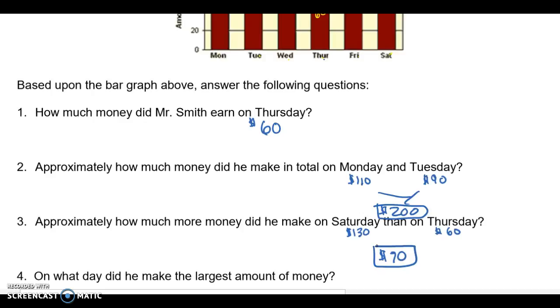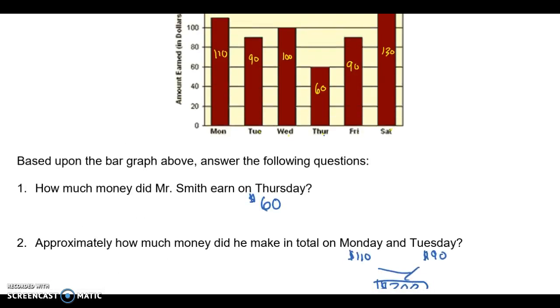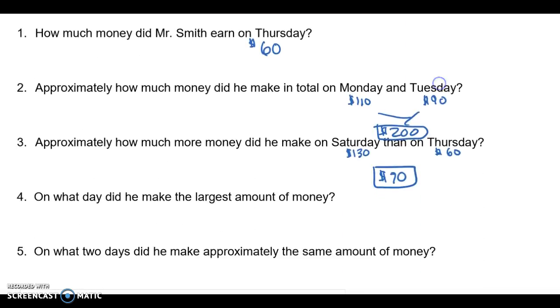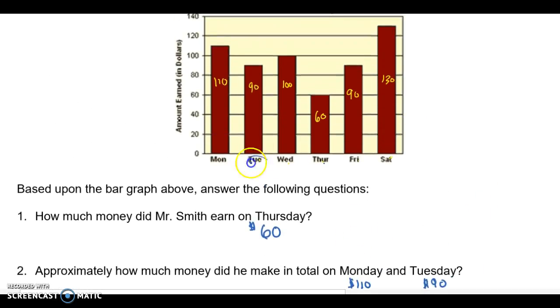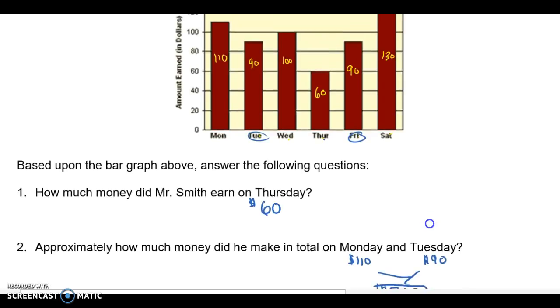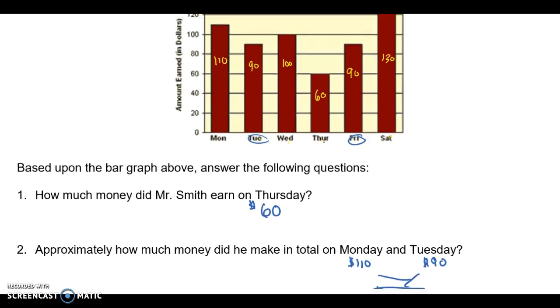On what day did he make the largest amount of money? Clearly, that's Saturday. That's got the highest height for any of them. And on what 2 days did he make approximately the same amount of money? So it looks like here Tuesday and Friday have the same dollar amounts, which would be $90.